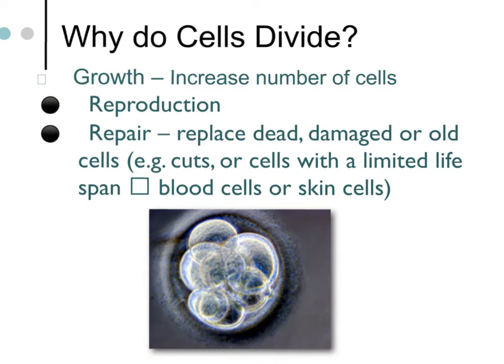The final reason that cells divide is to repair. And repairing helps to replace any dead or damaged cells. Remember, our two different types of cell death, necrosis and apoptosis, so either damaged or old cells. And we also replace cells that have a limited life. So basically just to repair cells that aren't functional anymore.